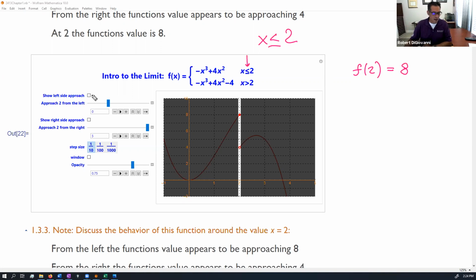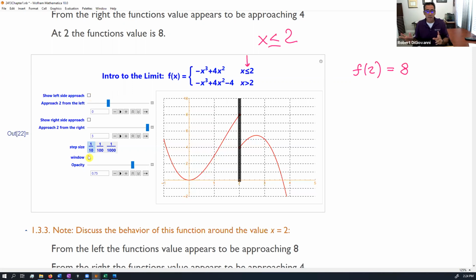However, if we now look at this from a more calculus perspective, and we don't care about what's happening at 2, and we try to look at what's happening from the left and from the right, two different things are happening. Do you all see that?